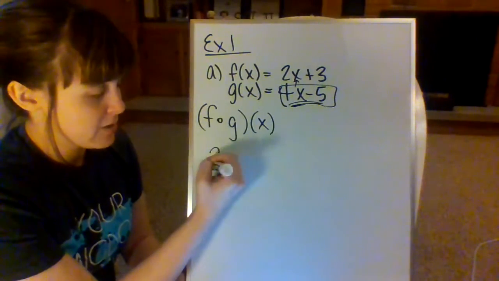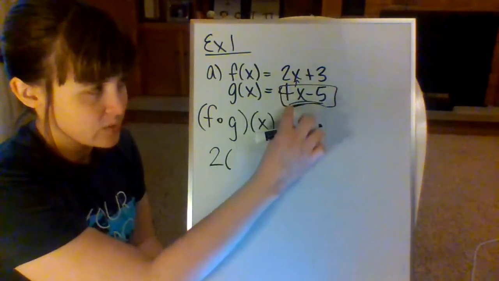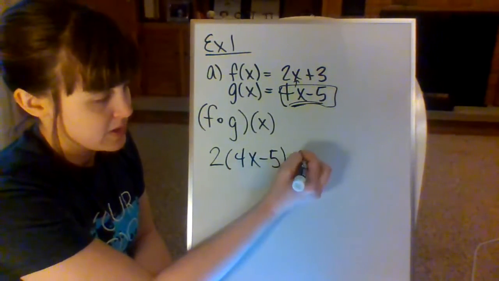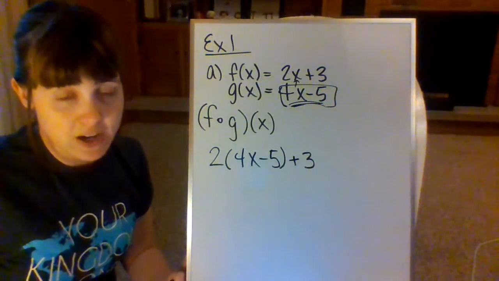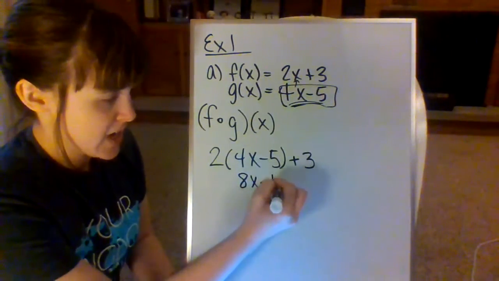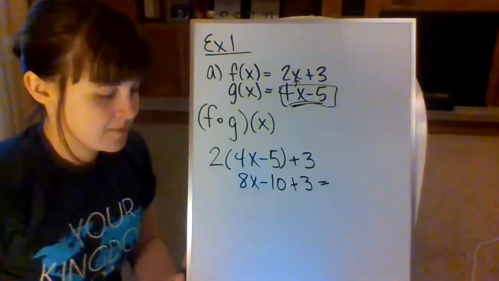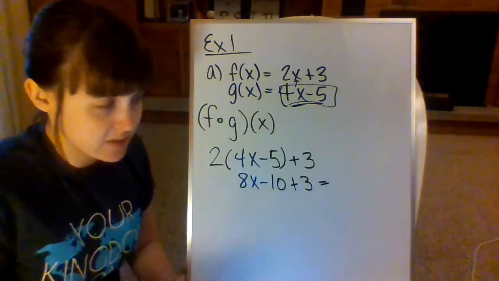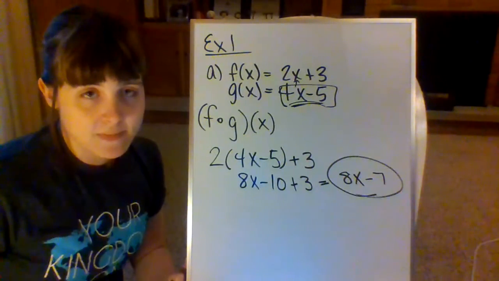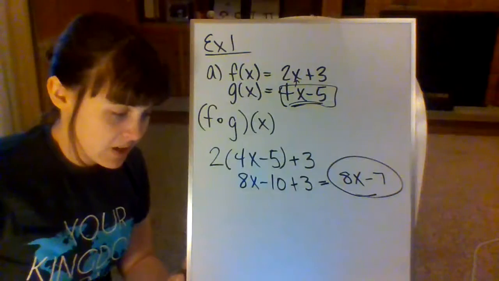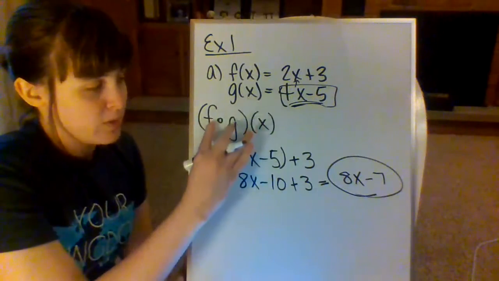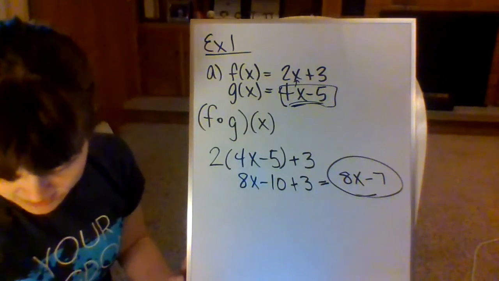So we're going to start out 2 and then parentheses. We're replacing x with 4x minus 5, plus 3. Now it's just a matter of simplifying that. We're going to distribute the 2. So 8x minus 10 plus 3, which equals 8x minus 7. And that's it. Now on part B, we're going to have something slightly different, and we're going to have these two reversed. So stay tuned for that.